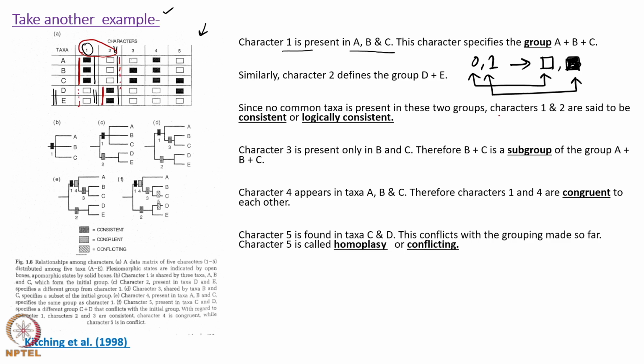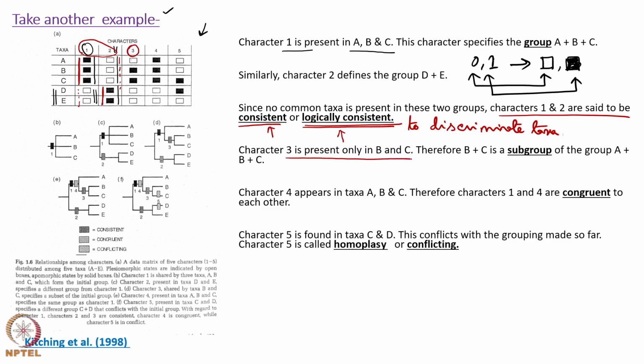Therefore, the characters 1 and 2 are said to be consistent or logically consistent. That means they are consistent to discriminate taxa group. So, I write here logically consistent to discriminate. Now, let us consider character 3.